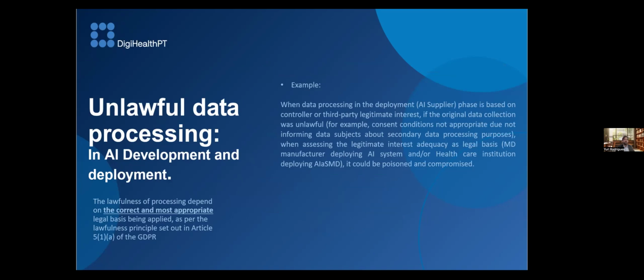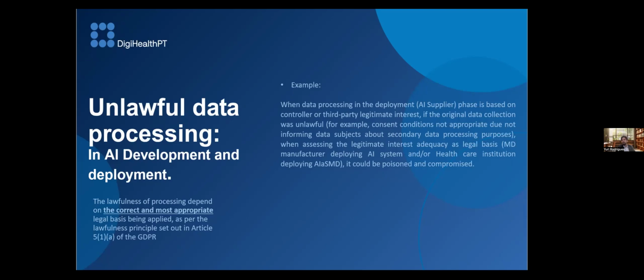So, what is the consequence of unlawful data processing? This is very bad. It can affect all the development and the market phase if I am developing a model based on unlawful data processing. It could be due to not applying the correct and appropriate legal basis, or not applying any legal basis at all, collecting data without demonstrating how we will guarantee and ensure the safety of this data processing and the responsibilities.